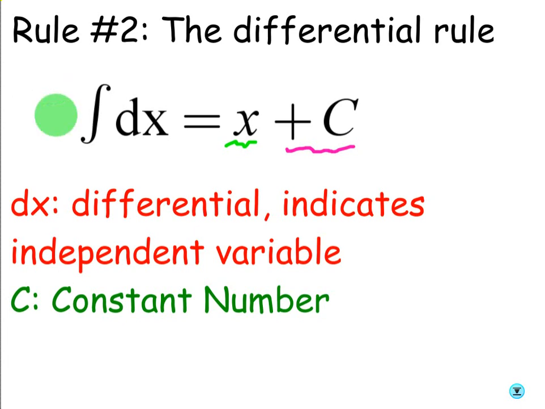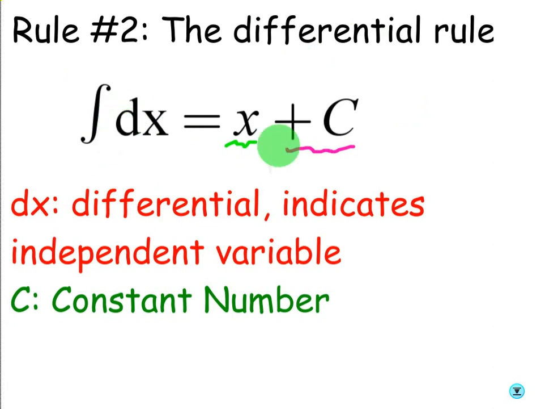Alright, moving on to more antiderivative examples, we first need to look at what's called the differential rule, which basically means the antiderivative of dx. Now, let's think about this for a second. We had a rule where we had the derivative of x, right? And it was just 1. This is kind of the reverse, basically. We're finding the antiderivative of something with respect to x, but there's nothing there.